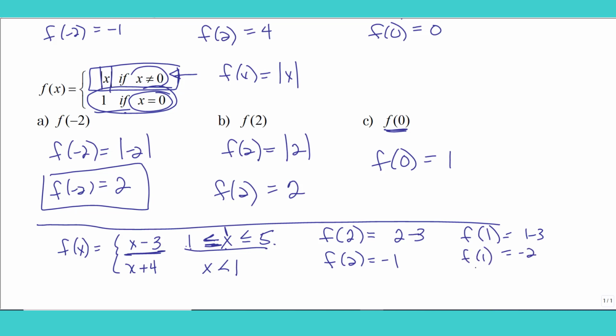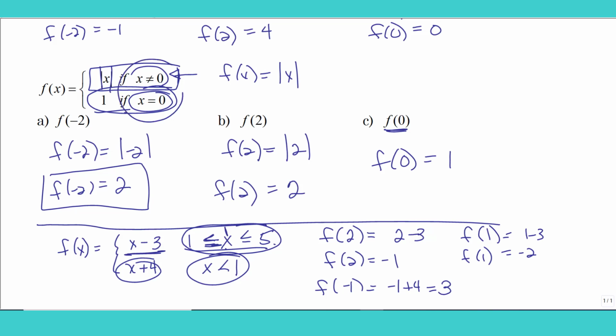But if I were to ask you f of negative 1. Well, negative 1 is not between 1 and 5, but negative 1 is definitely less than 1. So I would use that one. So negative 1 plus 4 is 3. So just look at the rules. This part tells you what piece of the function to use to evaluate.